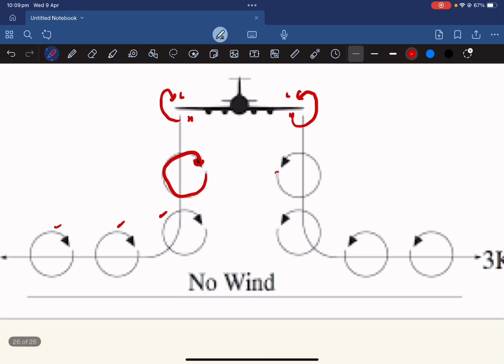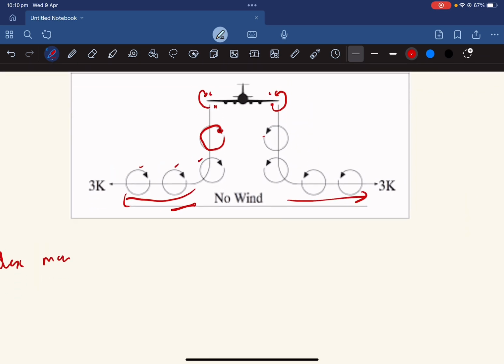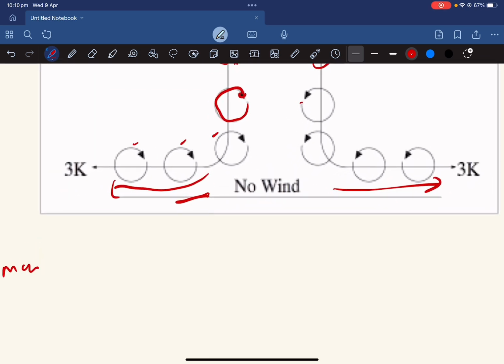So what happens is, this vortex touches the ground over here and it tends to move outward. Alright. Now, there's a lot of danger when there's a light crosswind, or light tailwinds, alright.